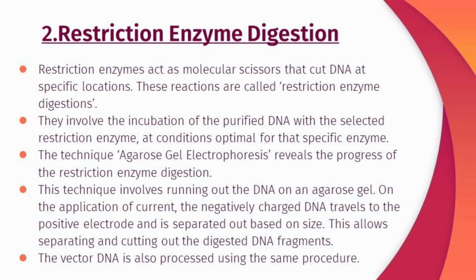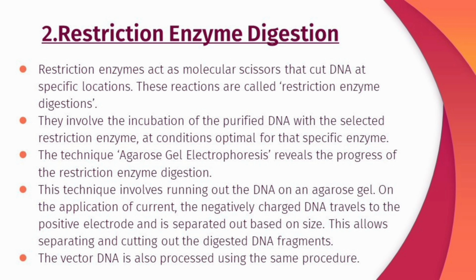Restriction enzymes act as molecular scissors that cut DNA at specific locations. These reactions are called restriction enzyme digestion. They involve the incubation of purified DNA with selected restriction enzyme at conditions optimal for that specific enzyme. The technique agarose gel electrophoresis reveals the progress of restriction enzyme digestion. This technique involves running out the DNA on agarose gel. On the application of current, the negatively charged DNA travels to the positive electrode and is separated out based on size. This allows separating and cutting out digested DNA fragments.